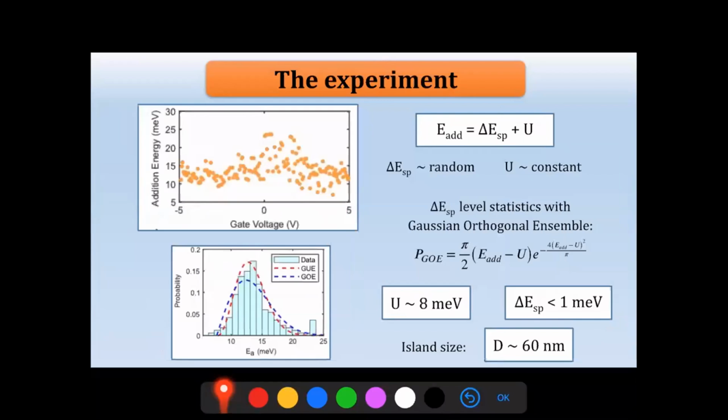And this addition energy has two contributions. First, the single particle energy, that is mainly due to quantum confinement, and that for a chaotic cavity, like a quantum dot of irregular shape, follows a random distribution. And second, a U term, that is due to the electrostatic repulsion between each new electron and the electrons already present in the island, that is roughly constant. And we show here, for a given bending position, all the measured addition energies. Using some kind of Gaussian distribution like this one, we can estimate U to be around 8 milli-electron volts, and the single particle energies to be mostly below 1 milli-electron volt. And from the value of U and the characteristics of the device, we can estimate the size of the island to be around 60 nanometers.